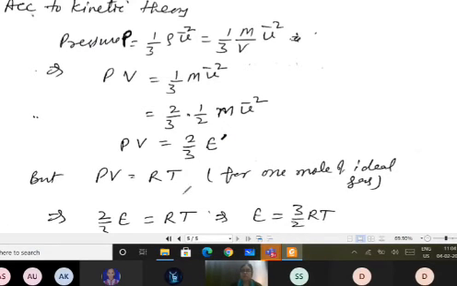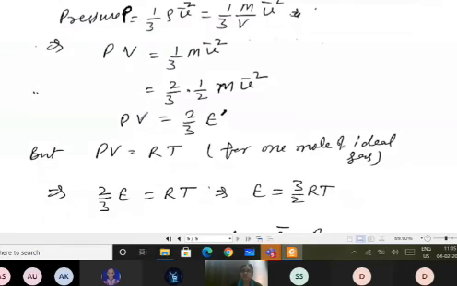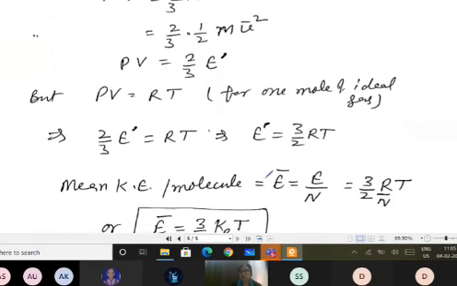And PV is equal to nRT, but if I take 1 mole of ideal gas, then I can write PV equals RT. So I can replace this value of PV in this equation, that is RT equals 2 by 3 E dash. So I will be getting E dash equal to 3 by 2 RT. So this is one relation again which you have to keep in mind.